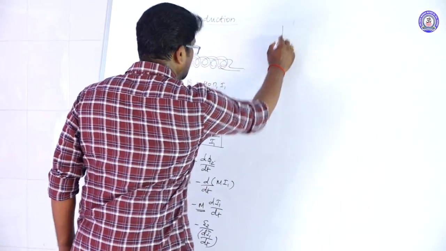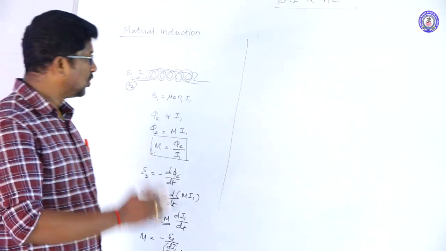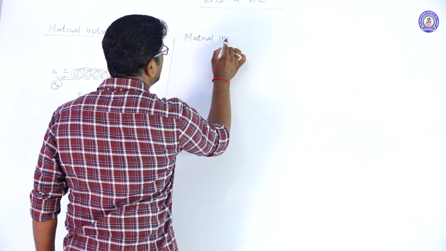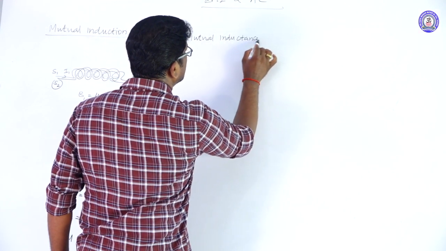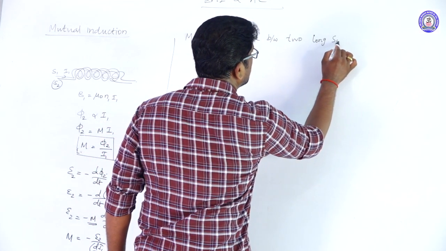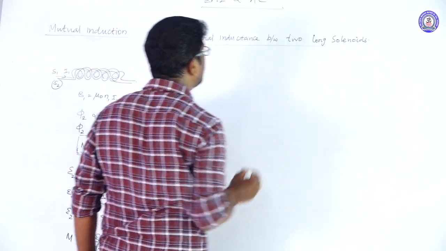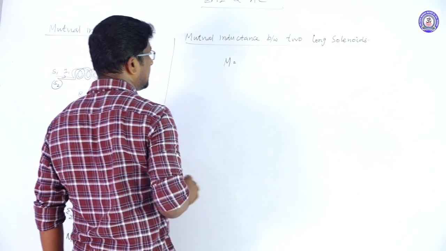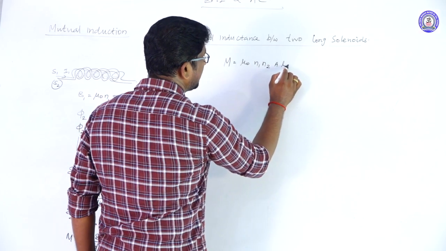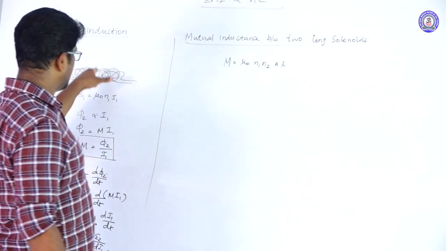Next, the mutual inductance between two long solenoids. The mutual inductance between two long solenoids is given by the formula M is equal to mu naught n1 n2 A into l. M is the mutual inductance between two long solenoids.